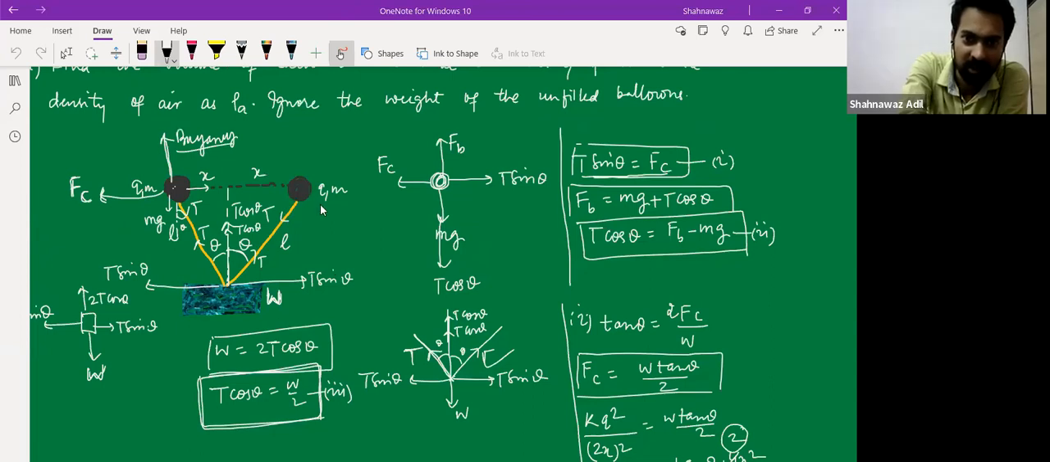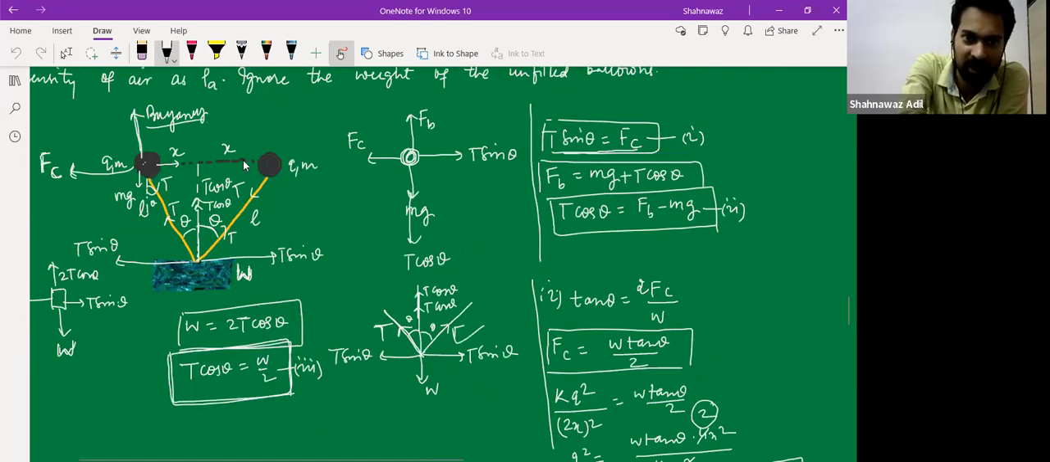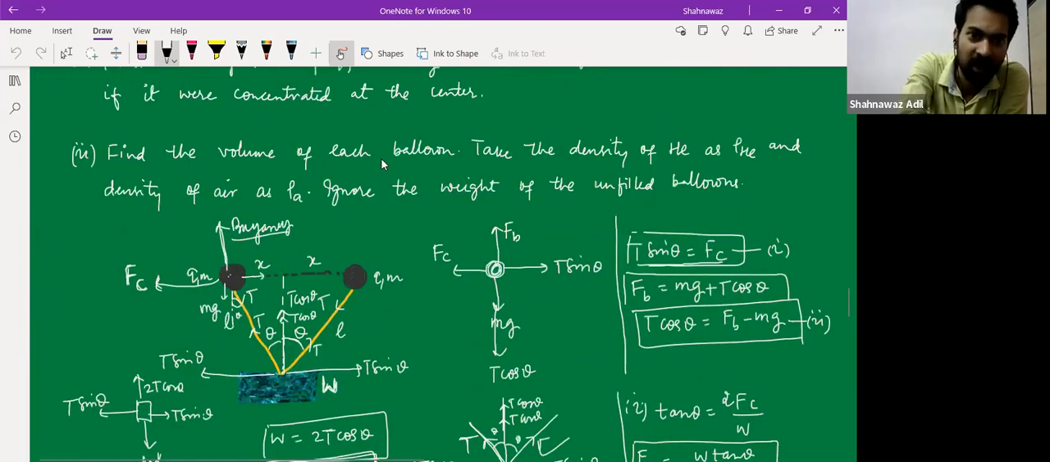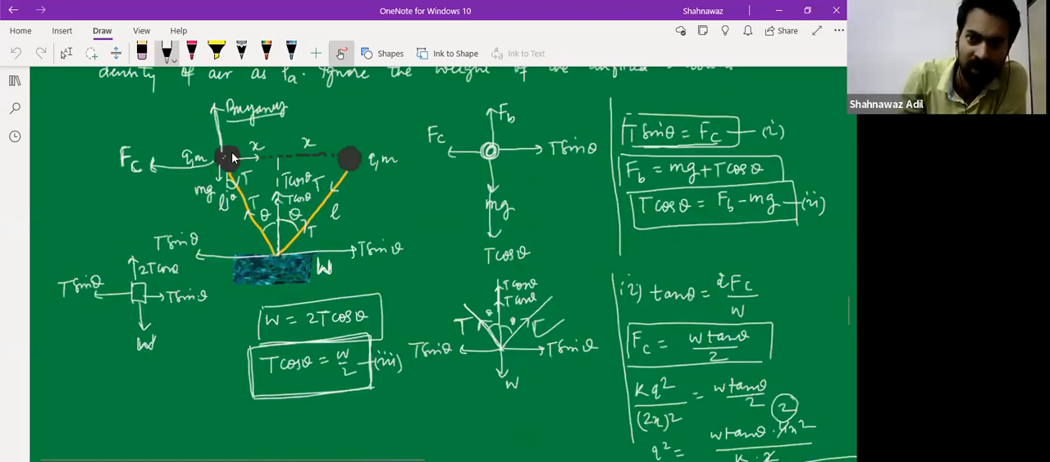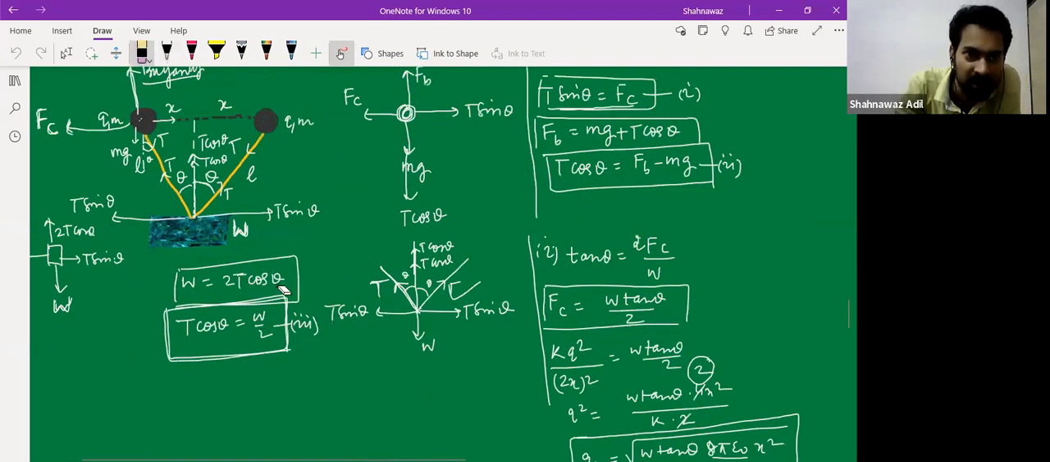Right. In the second part of the question, we have to find the volume of each balloon. Whenever volume is associated, we have to use this second equation. We know that T cos theta is how much, right? So let us do this problem. So from here we should.